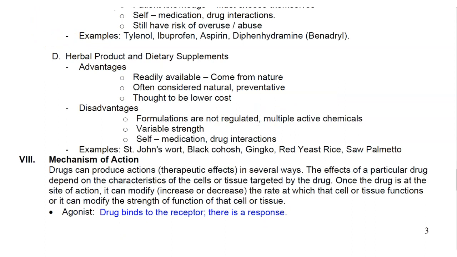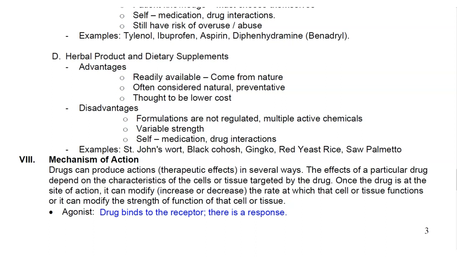Mechanism of action. So these are basically the actions that the drugs are producing. So these are the therapeutic effects, and it happens in several ways. And so mechanism of action describes the characteristics or how this drug works.